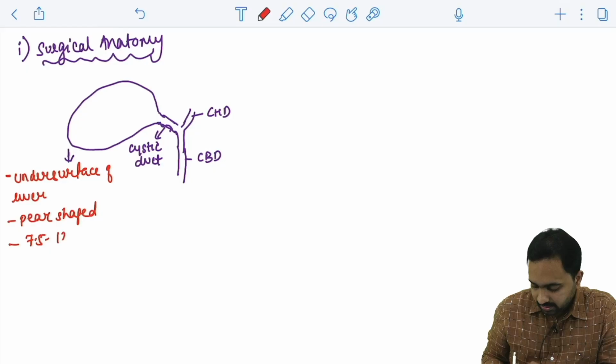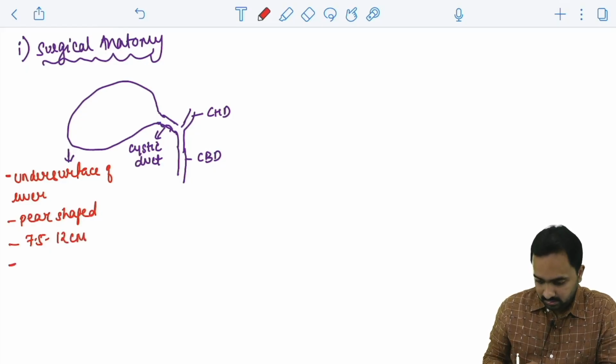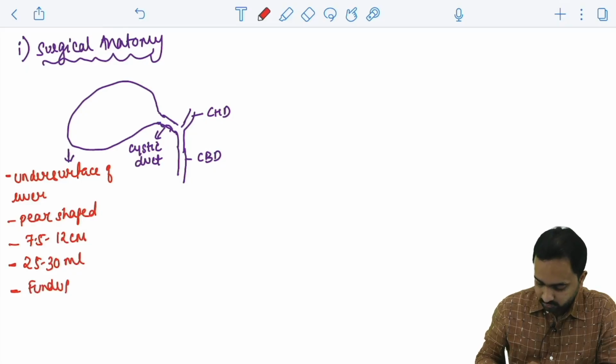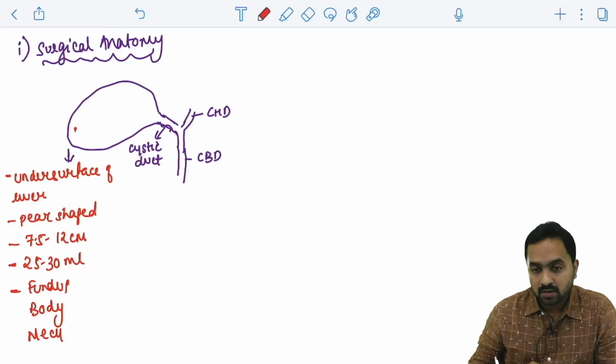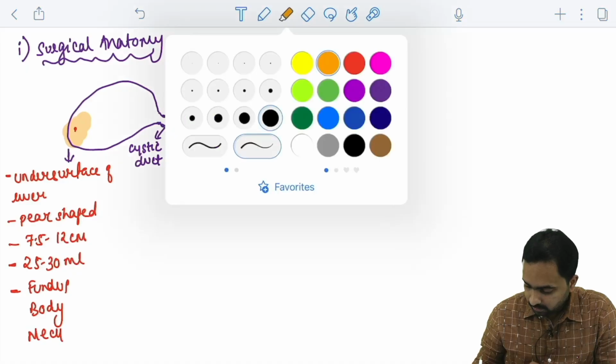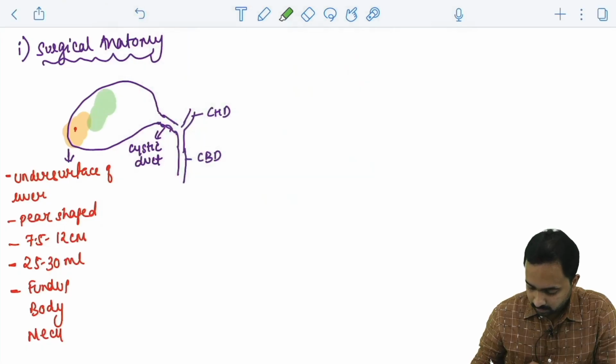Its size varies from 7.5 to 12 centimeter. Its capacity is 25 to 30 ml. It consists of a fundus, which is this part. Then it consists of a body, and then it consists of a neck. So this part would be your fundus. This part would be your body part, and the neck would be somewhere over here, right?